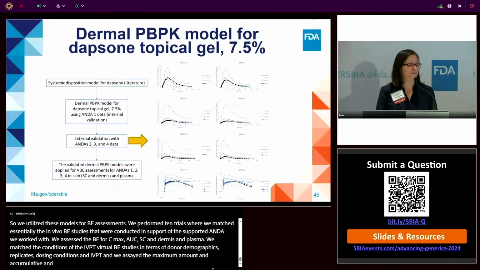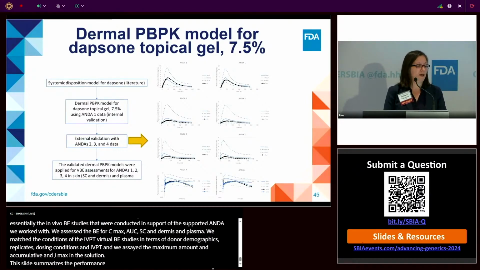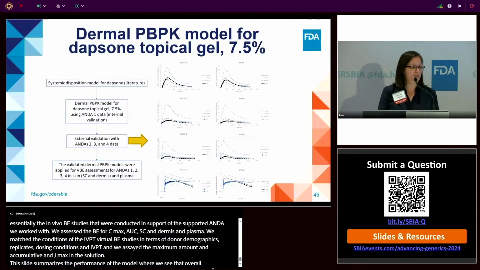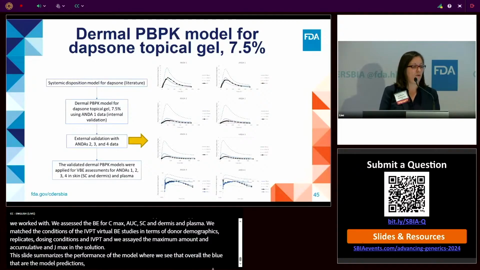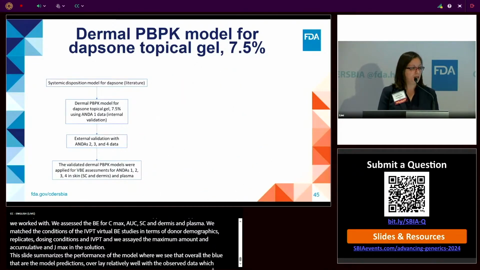This slide summarizes the performance of the model, where we see that overall the blue lines, which are the model predictions, overlay relatively well with the observed data, which is the black dots.